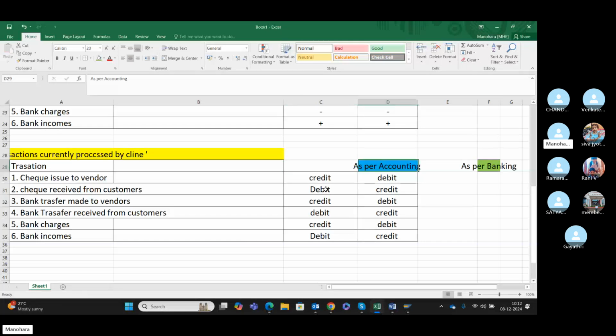As per accounting means as per banking, right? It's banking and as per accounting books. As per accounting books, sorry. Okay, now it's fine.